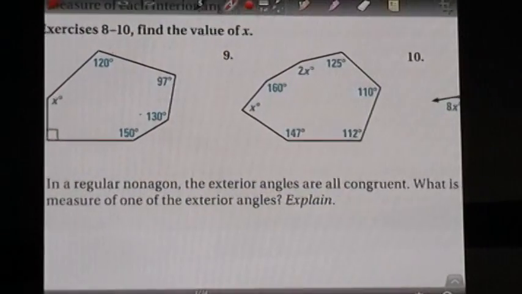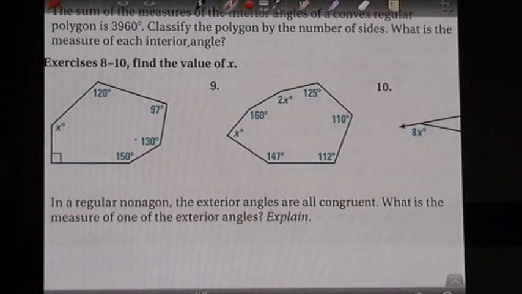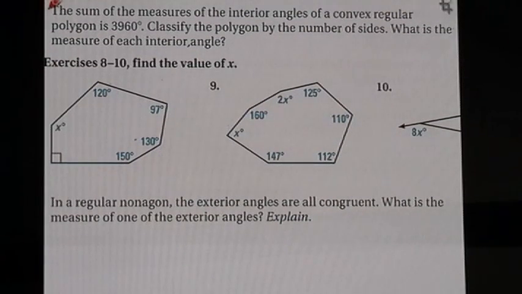All right, in a regular nonagon, the exterior angles are all congruent. So it's 9-sided, and the external angles are all congruent. What is the measure of one of the external angles? Explain. Since they're all congruent, we're going to take 360 and divide by 9 to find out how much each one is. So 360 divided by 9 should give you 40. So they're equal to 40 degrees.